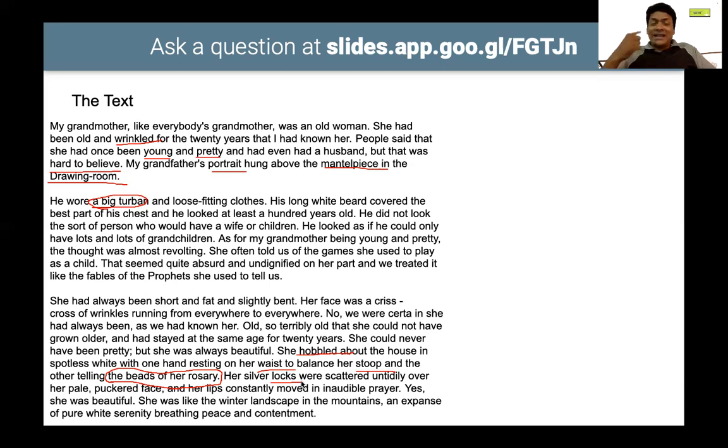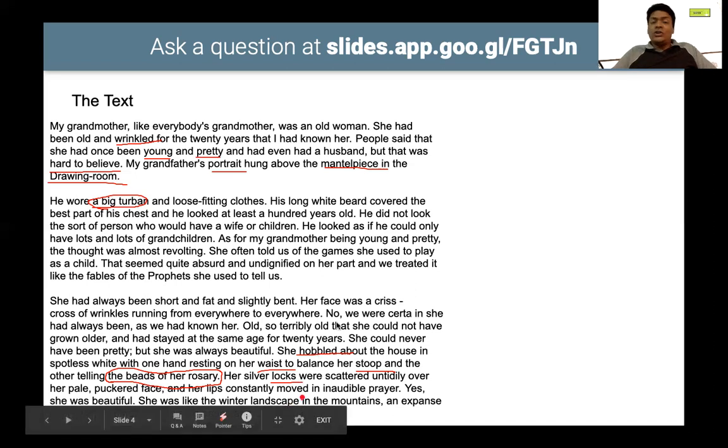Her lips constantly moved in inaudible prayer. Every time she was chanting something, continuously chanting, and her prayer could not be audible to others. Inaudible prayer means in her mind, in her heart, she constantly praised God. Yes, she was beautiful, right? The author stated that she was beautiful.